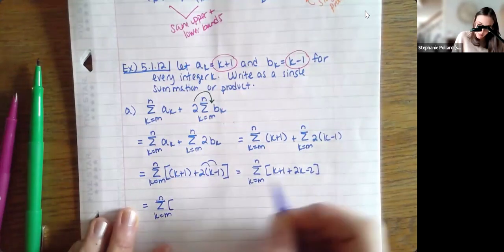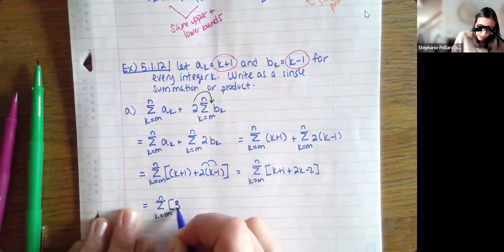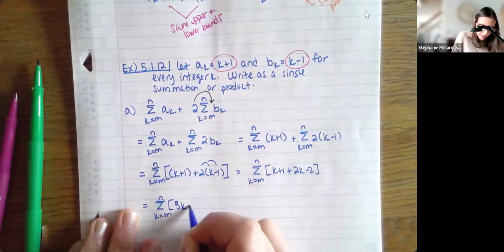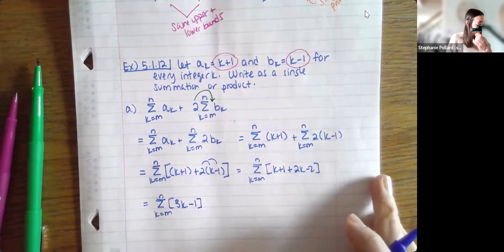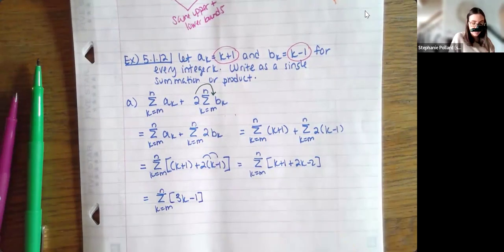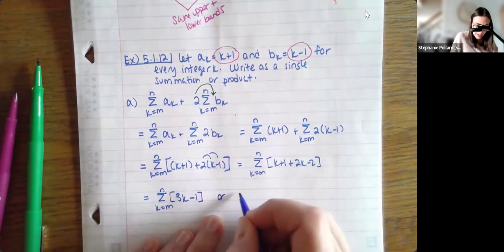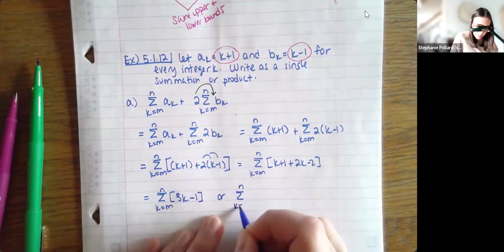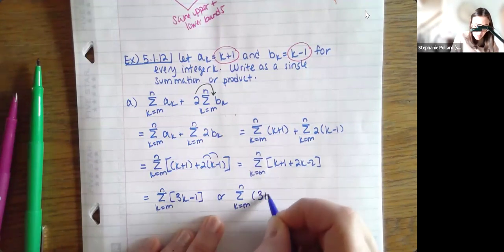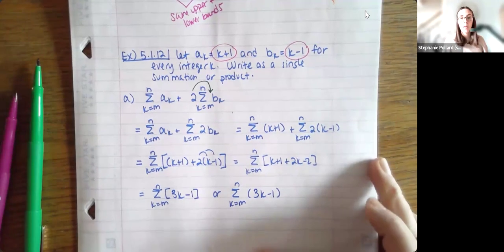And then I do have k, and 2k becomes 3k, plus 1 and minus 2 becomes minus 1. So we can go ahead and clean up that summation. If you don't like the brackets, you could also switch back to parentheses. Either one is fine. So that's how we could write that example.